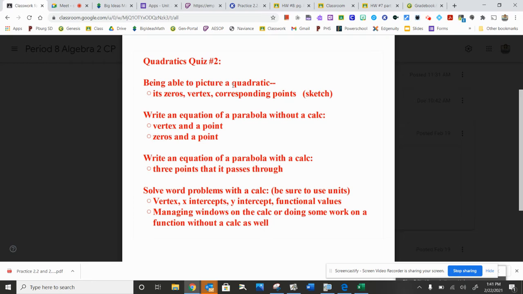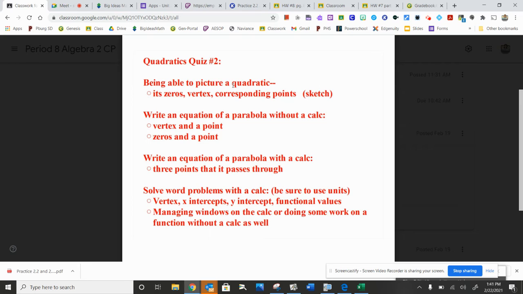You should be able to write an equation of a parabola without a calculator, meaning you're using algebra to find A. If I give you the vertex and a point, or I give you the two x-intercepts, two zeros, and a point. With a calculator, you should be able to give me an equation in standard form of 3 points that the quadratic passes through, 3 random points.